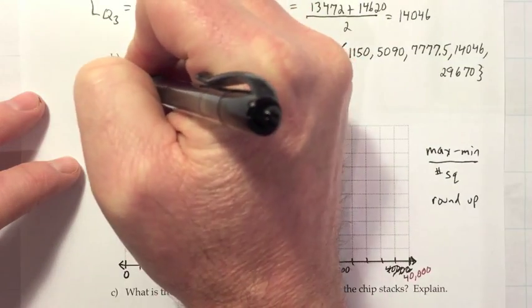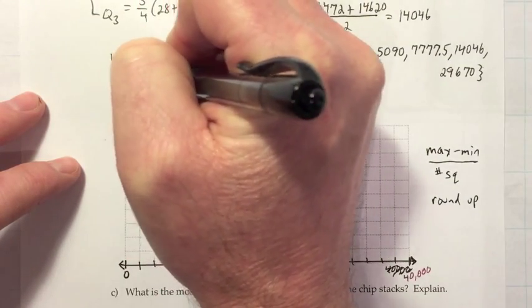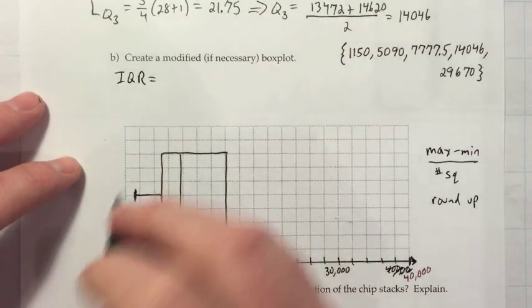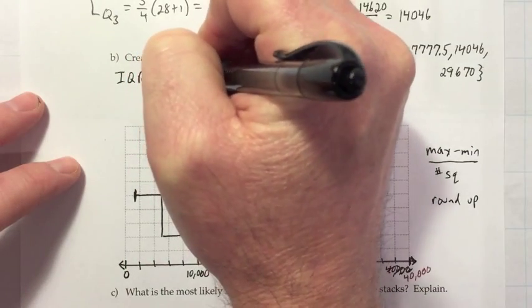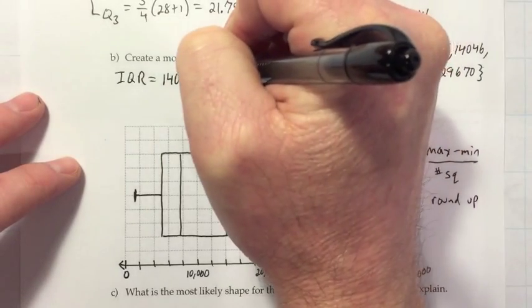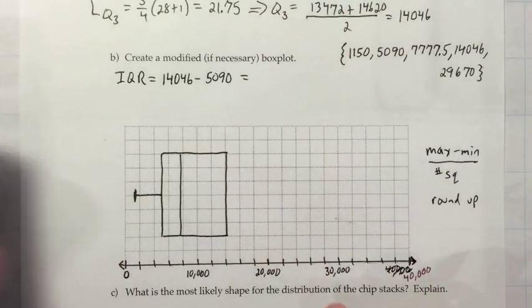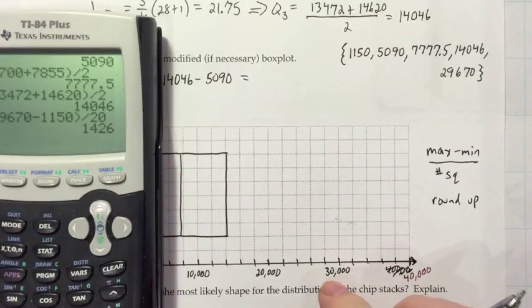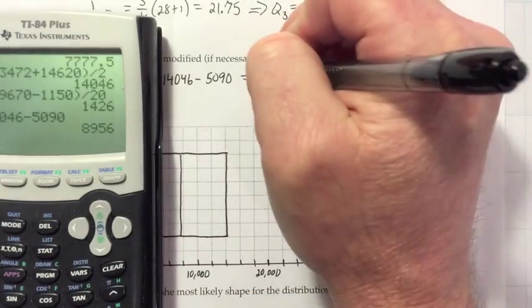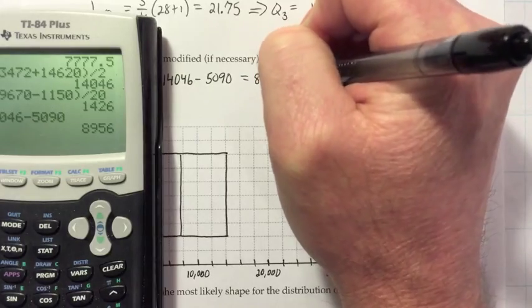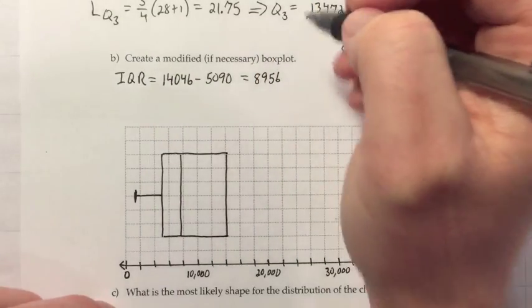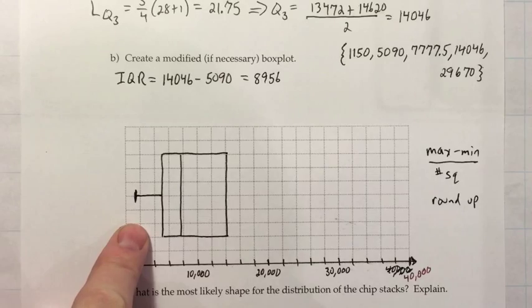So first I would do the IQR. So that's Q3 minus Q1, so 14,046 minus 5090. And that's going to give us the length of our box. So let's see how long or wide that box is. 14,046 minus 5090 is 8,956. That's my IQR.